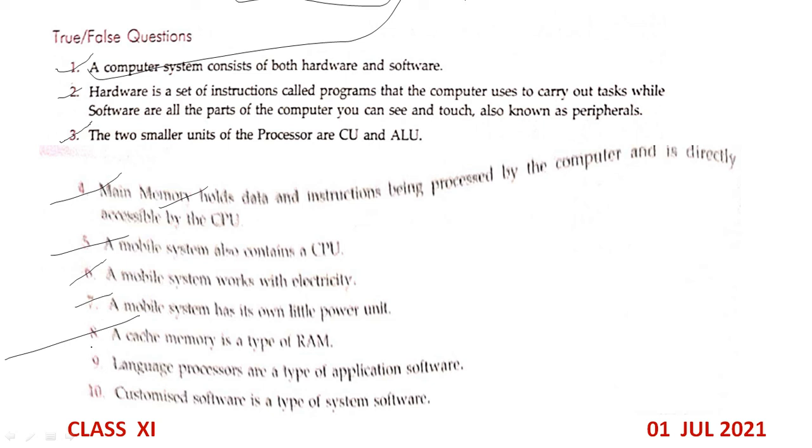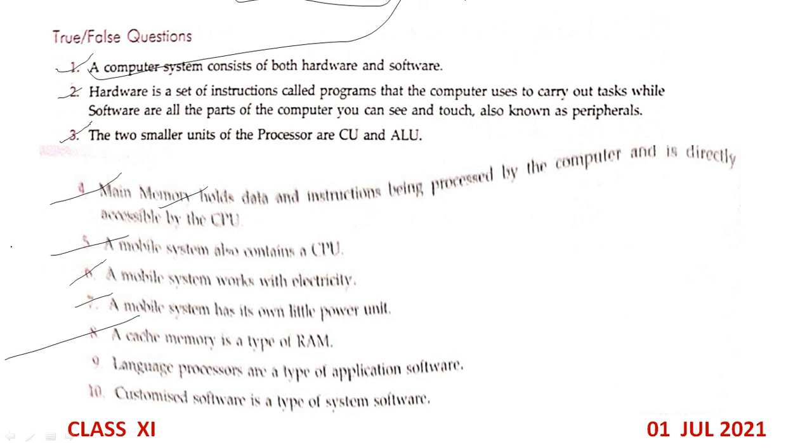A cache memory is a type of RAM. No, cache memory is a different type of memory. It is not a RAM. The types of RAM we have seen: random access memory, then electrically erasable EEPROM, then we have PROM. In the RAM we have two types, that is static and dynamic memories, right? SD memories, DDR memories and all, but cache is not a type of RAM. It is false.